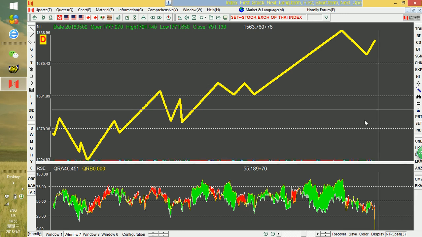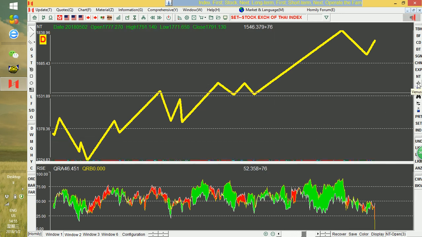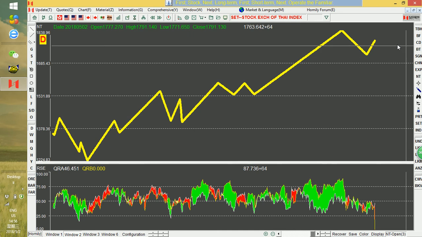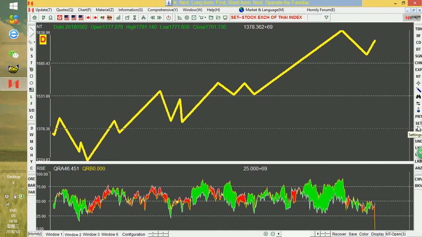Okay, this is Venus. Venus is not that important, so we just skip it. And this is the simulative, it just helps you pretend we are going to have one more day of candlestick, so we can pretend what the high point is, like 9999, and the open. Then we will have another day's stock today, so we will know better about the trend later.